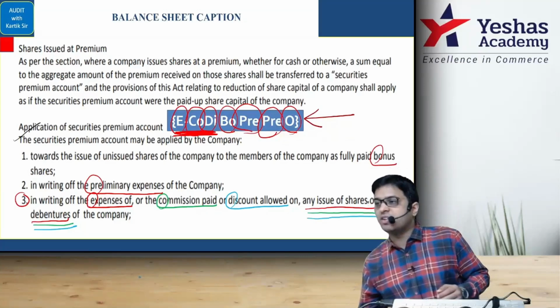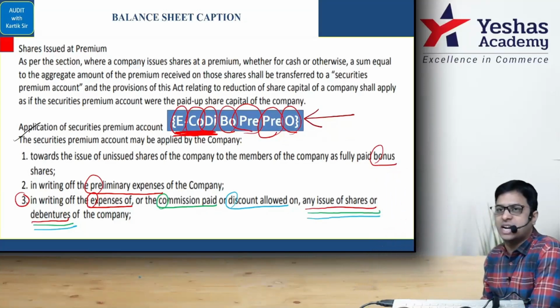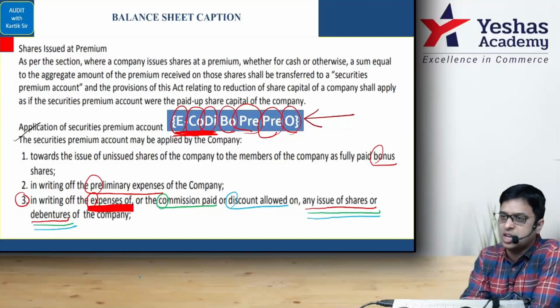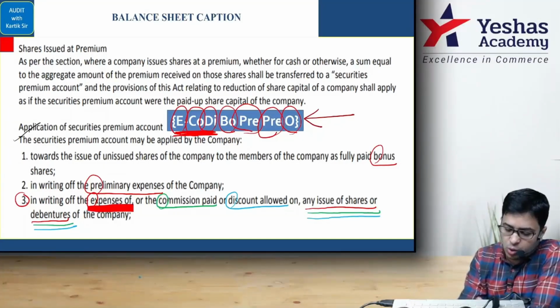Read the third one. Everyone, you have to be alert. Now see this, only then you get it right. In writing off of the expenses, underline the expenses. E code: E is expenses. Circle E of expenses. Circle O of commission paid. And circle DI of discount allowed.